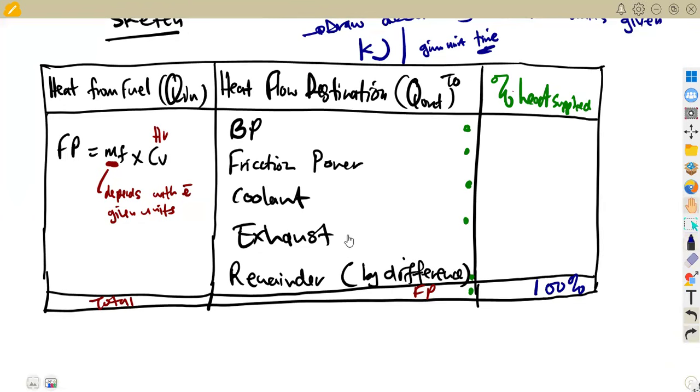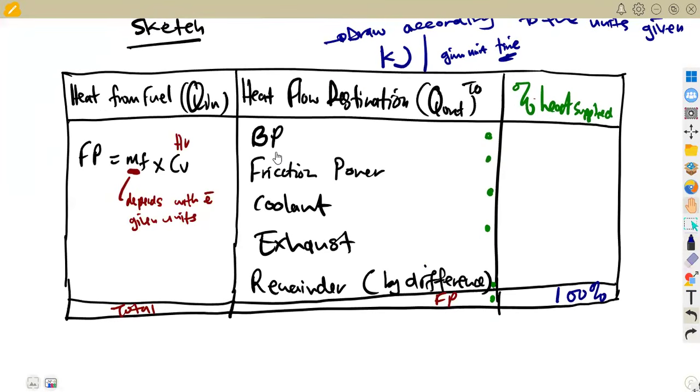Okay, so that's it, guys. So how do you calculate the brake power? We talked about the formulas for that. The friction power, we said it's a remainder, the one that we subtract: indicated power minus brake power. How to calculate the indicated power? We talked about that. Then Q for the exhaust, we talked about all those formulas. So all we need, guys, is to have something like this at the end.